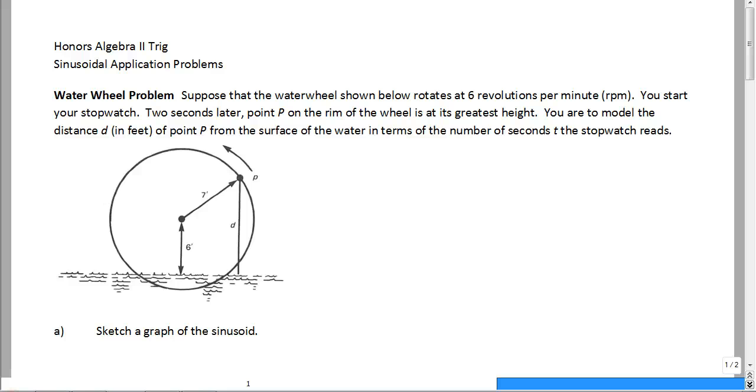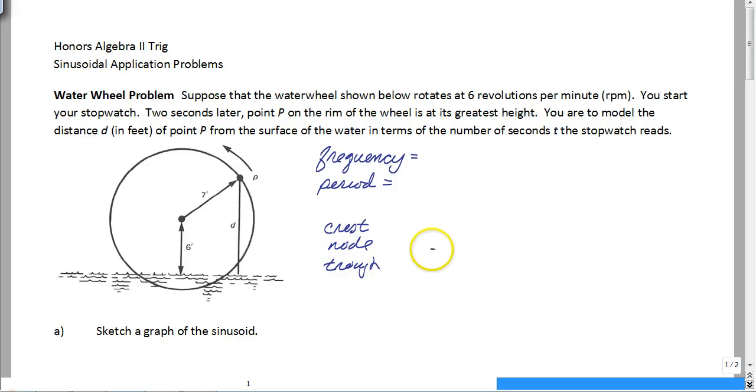So, first thing I say you should do is read the problem once and then read it again to pick out all of your important information. Important information you are going to need to find somehow is your frequency. You're going to need your period. You're also going to need to know your important graph information like your crest, your node, and your trough, which is going to require your amplitude. So you're also going to need to know your amplitude. And then you also need to know your start and your stop.